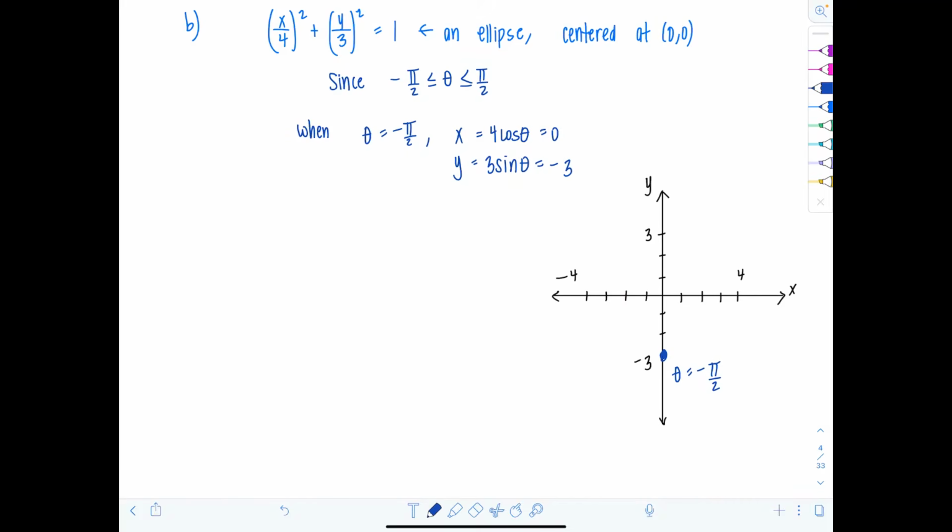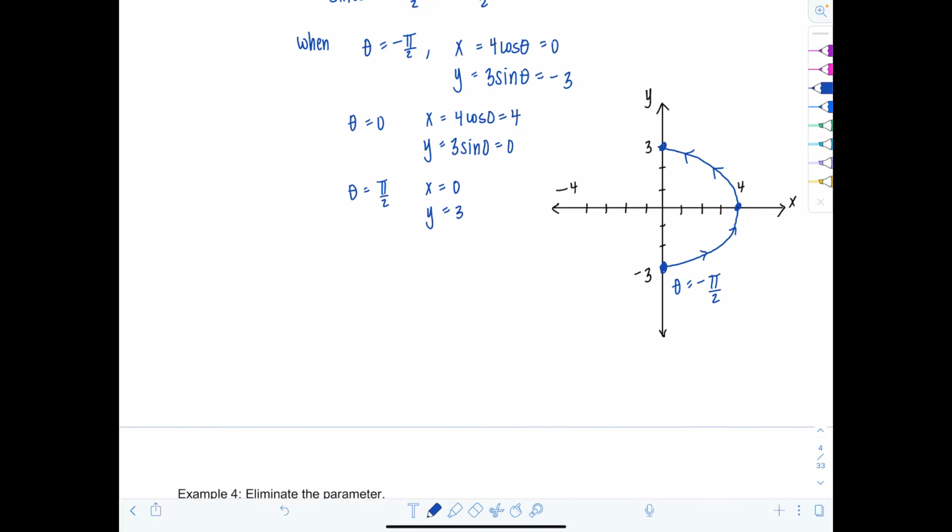Now, what about when theta is 0? So when theta is 0, x is going to be 4 cosine of 0, which is 4. And y is going to be 3 times sine of 0, which is 0. So we'll be right here. So here's this portion. And then when theta equals positive pi over 2, then I'm sure you can figure out x is going to be 0 and y is going to be 3. Bada bing, bada boom.